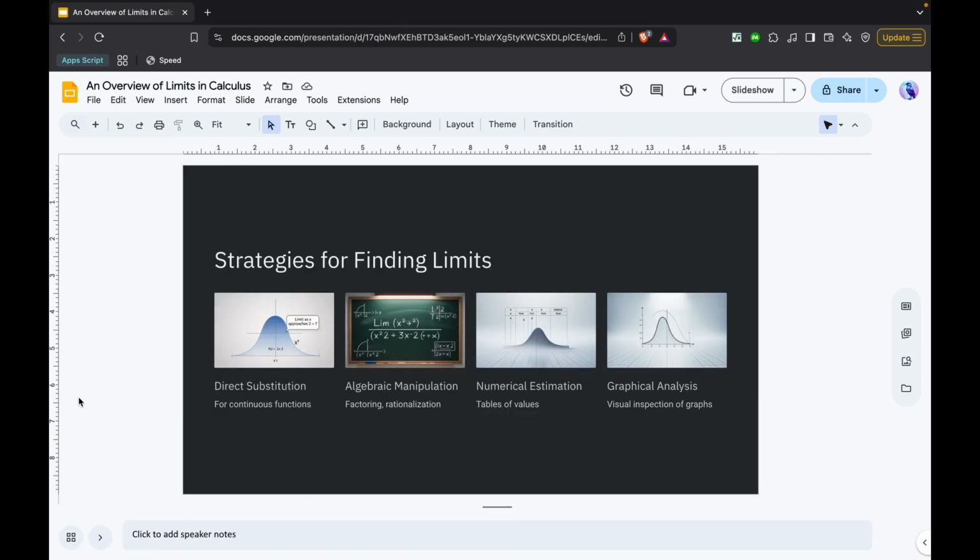There are many strategies for finding these limits. One of them is direct substitution for continuous functions, which is the most basic form and which I've covered, and how this doesn't always work. Now, sometimes you need to algebraically manipulate it because direct substitution won't always work. The third method is numerical estimation, where you use multiple tables of values to figure out whether it approaches the same value. This is often used for one-sided limits and piecewise functions.